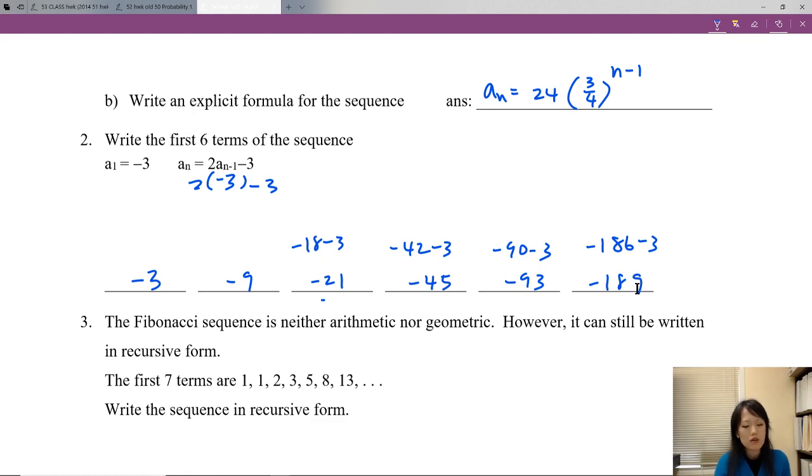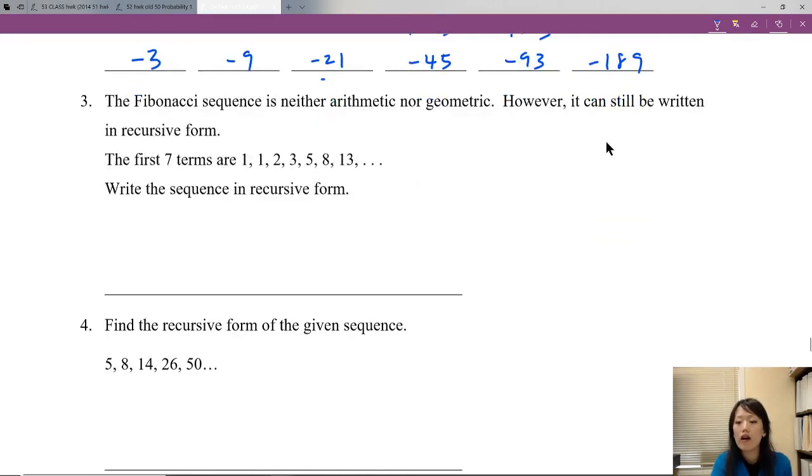The Fibonacci sequence is neither arithmetic nor geometric. However, it can be written in recursive form. So Fibonacci was the one that starts with two 1s, and then the next one is the sum of the prior two. 1 plus 1 is 2. 1 plus 2 is 3. 2 plus 3 is 5. 3 plus 5 is 8. You take the prior two and add them to get the Fibonacci sequence.